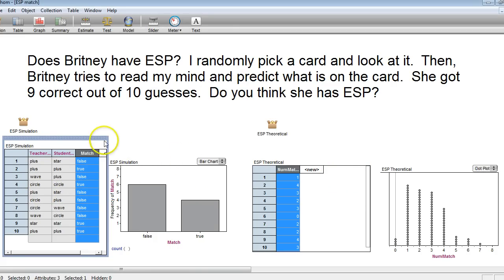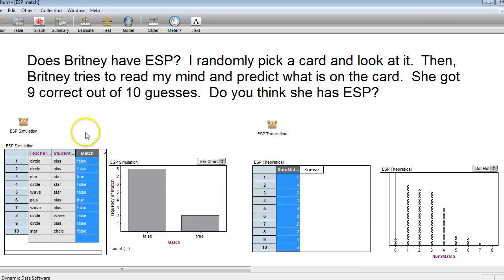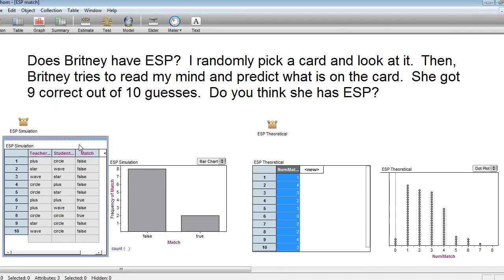So let's take a look at this. You can see we've done 10 trials here, just like Brittany got 10 attempts and she got 9 correct. Here we can see that there were 4 correct and 6 incorrect. So it's possible you might get 4 correct and 6 incorrect. Let's do Control Y to re-randomize. Notice, I'm going to try to convince you here that the chart is changing. You can see how things are changing in the chart.